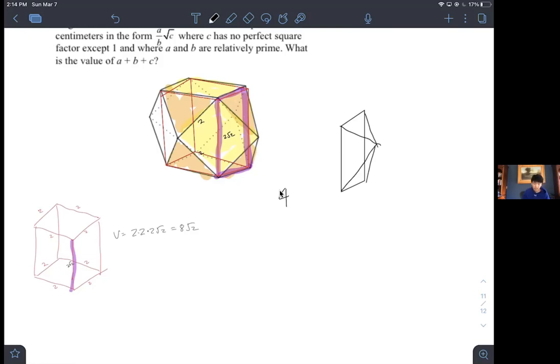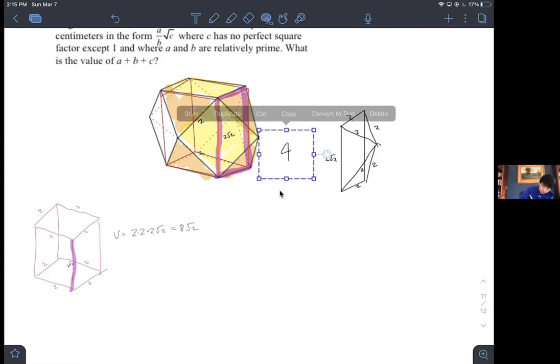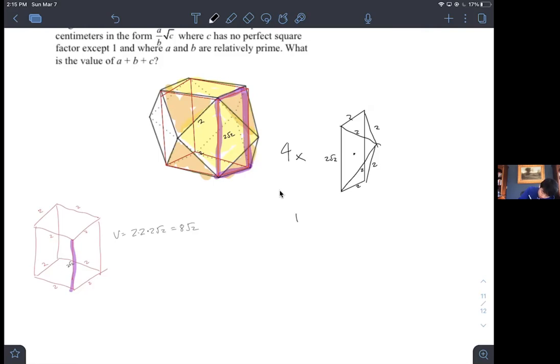We've got 4 of these hanging off the side, and we know that this length is 2, this length is 2, this length is 2, this is 2 root 2. So we have 4 of these pyramids off on the side. And now we just have to find the volume of this. The volume of the pyramid is equal to the base times the height over 3. Memorize this.